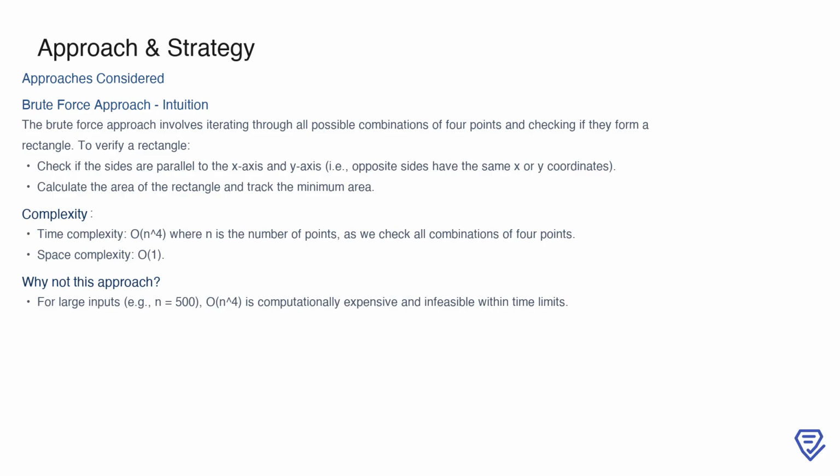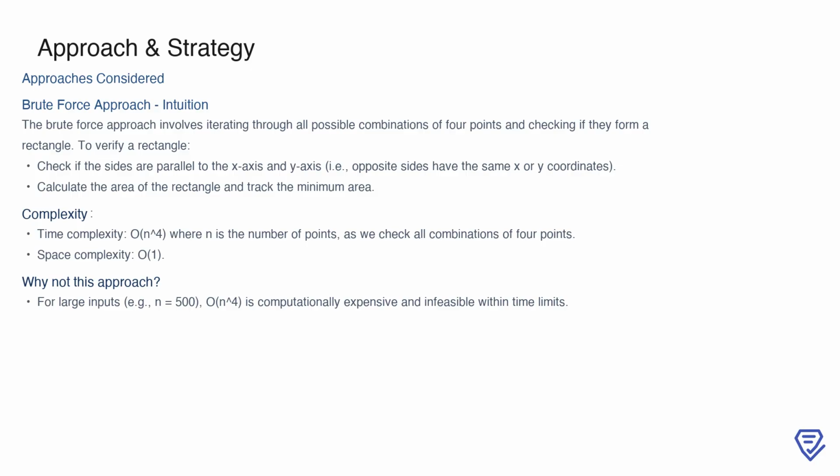To start, we can consider the brute force approach, which is the most straightforward way to solve the problem. The idea here is to iterate through all possible combinations of 4 points in the input and check if they form a rectangle. For a valid rectangle, we need the sides to be aligned parallel to the x-axis and y-axis, which means opposite sides must have the same x or y coordinates. Once we identify a valid rectangle, we calculate its area and keep track of the minimum area found.